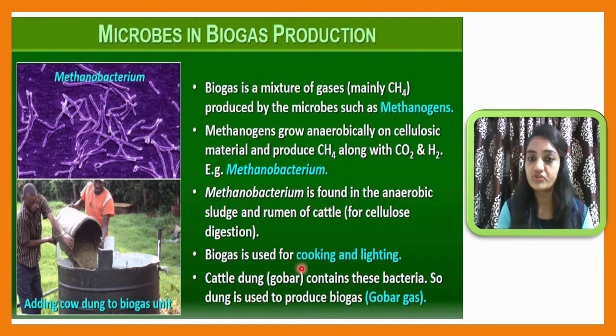Biogas is used for cooking and lighting. Cattle dung, that is gobar, contains these bacteria naturally. So dung is used to produce biogas. Why is dung used? Because dung naturally has the bacteria which are responsible for the production of methane gas. The gas that is produced is mainly composed of methane, but here gobar, that is cow dung, is used, and that's why it is called gobar gas. Here you can see one chamber where cow dung is added as a biogas unit, and this is the methanogenic bacteria.